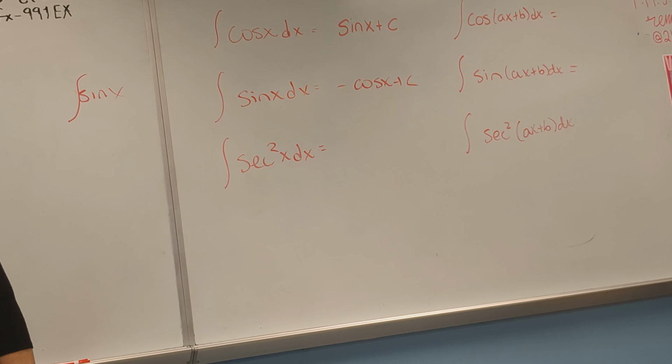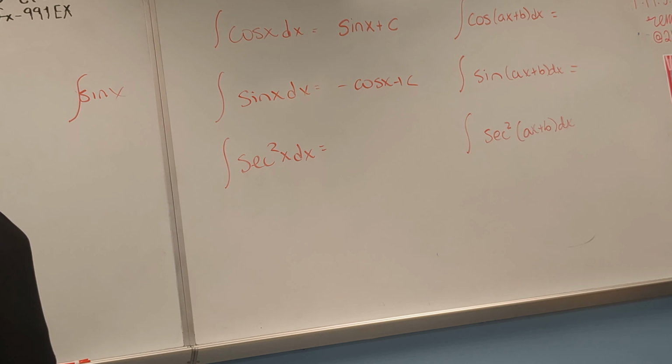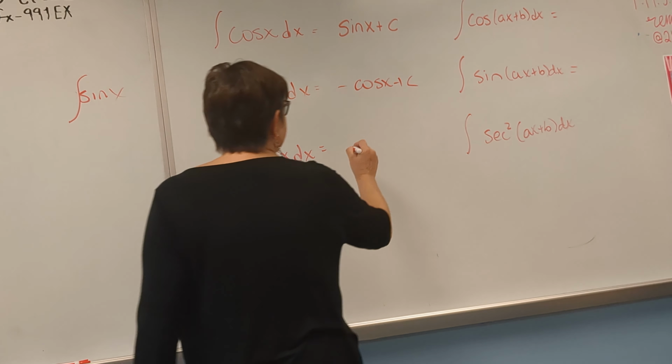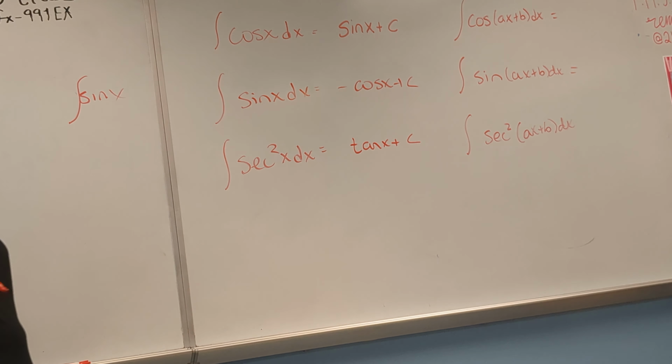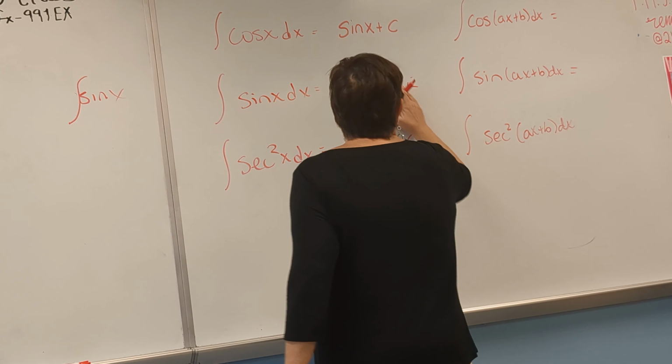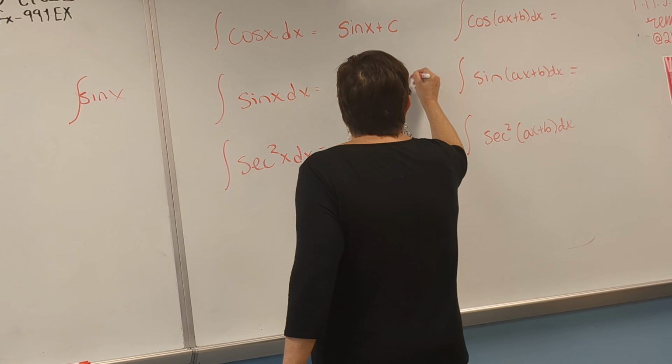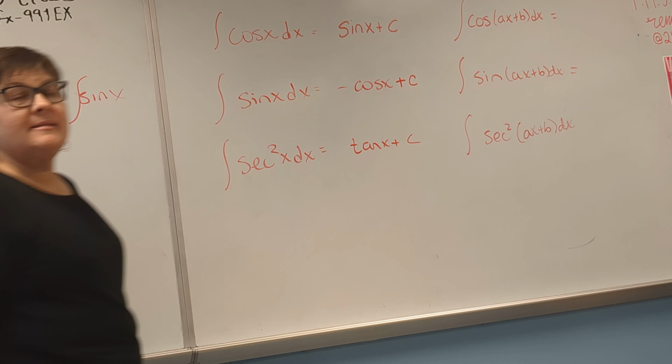What is the derivative of tangent? Secant squared. So what is the integral of secant squared? Tangent, plus C. Oh, see, it's just really bad handwriting. Sorry. I got excited and did it fast.